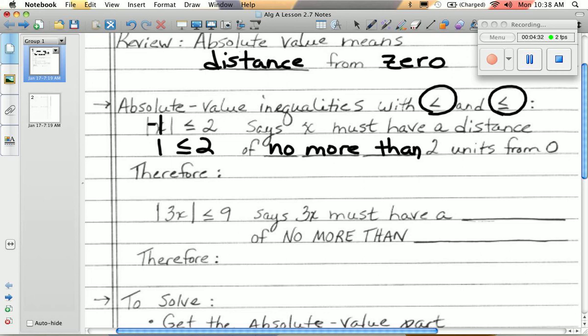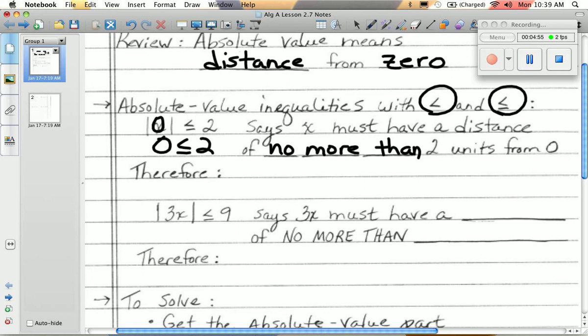Think you got any other numbers you can give me? How about 3? No, that's too high. That's more than 2 units away from 0, isn't it? How about 0? Could we put 0 in there? What's the absolute value of 0? 0. Is that a true statement? Yes.